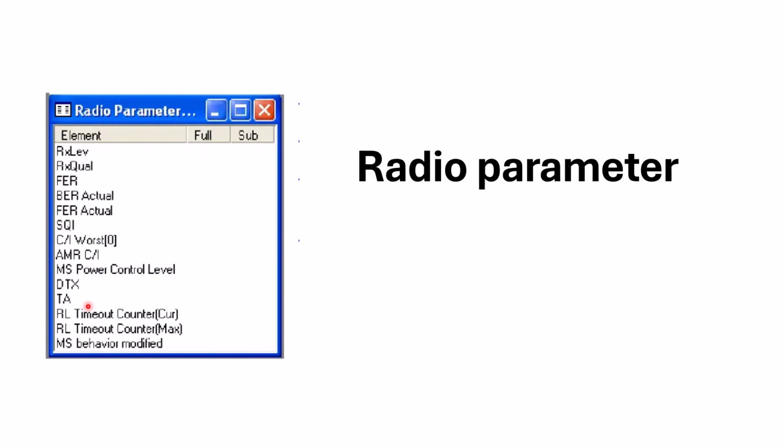Timing advance, TA. A value from 0 to 63 indicating the distance between the mobile station and base station, where each unit represents approximately 550 meters.